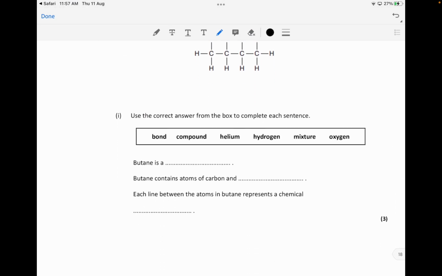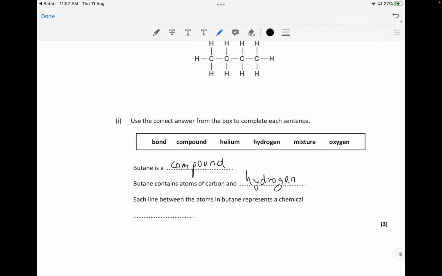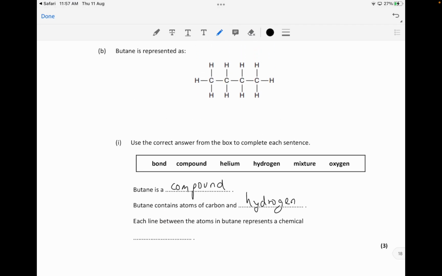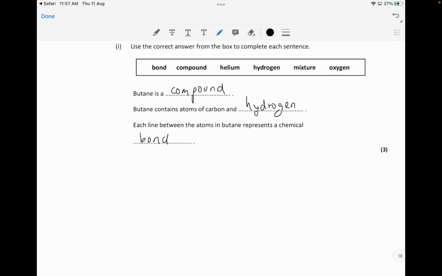The next question states that butane is a compound. Butane contains atoms of carbon and hydrogen, and each line between the atoms in butane represents a chemical bond. Alright, so I'm going to read this again. Butane is a compound. Butane contains atoms of carbon and hydrogen, and each line between the atoms in butane represents a chemical bond. Alright, let's move on to the next question.